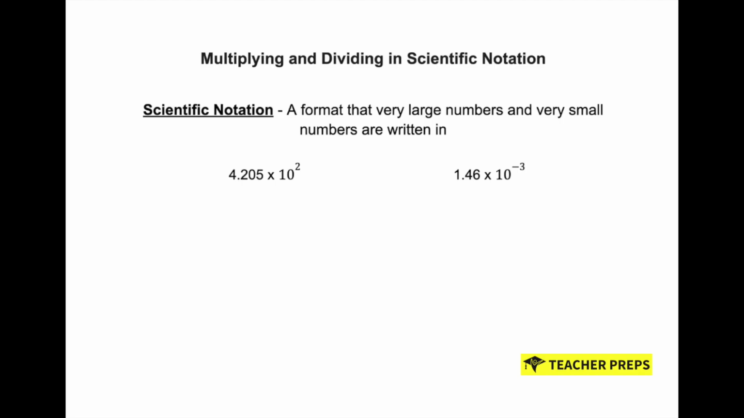In this video, we're going to talk about multiplying and dividing in scientific notation. Let's recall what scientific notation is. Scientific notation is a format that very large numbers and very small numbers are written in. Two examples are 4.205 times 10 to the second power and 1.46 times 10 to the negative third power.